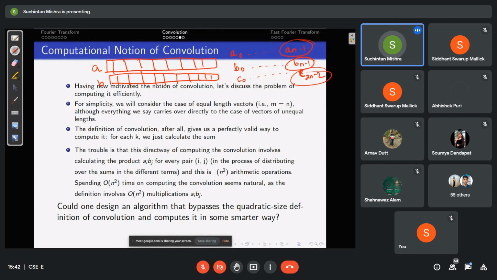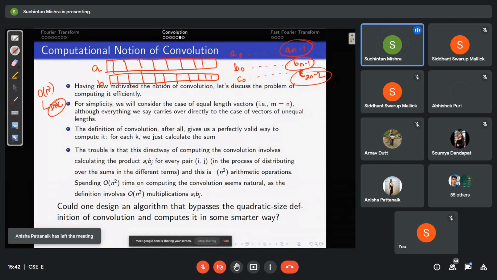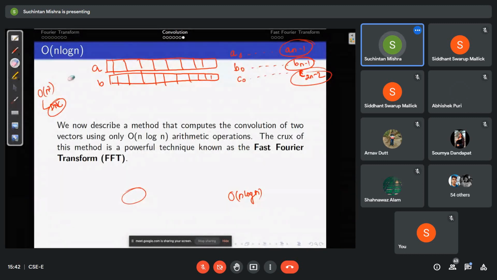But if you see, again, we are stuck with the problem of n square time. And we have seen until now, wherever we have got n square time, we have used the concept of divide and conquer. So here also, we have to somehow apply the divide and conquer strategy so that we can reduce the time complexity from n square to something like order of n log n. That is the concept of designing an order of n log n algorithm.